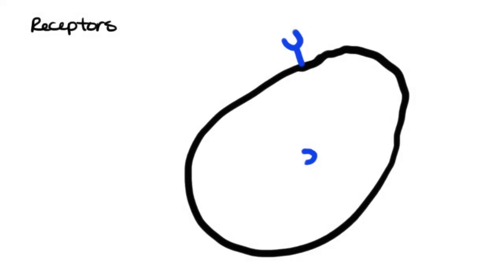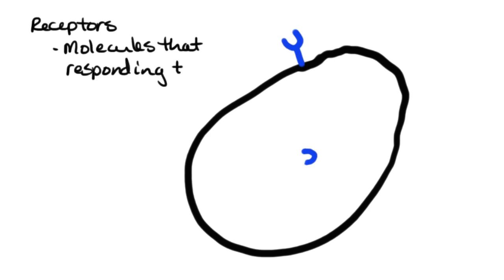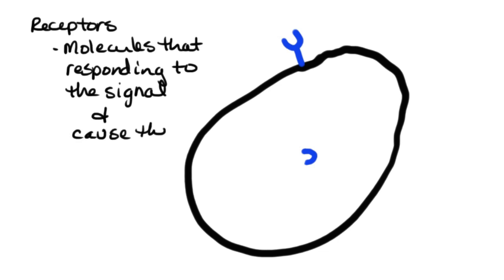When we talk about receptors with cell signaling, these are the molecules that are responsible for responding to the signal. And not only do they respond to the signal, but they're also going to cause the response. So obviously, very important molecules in this whole signaling process. Now, with our receptors, one major thing to keep in mind is that they are going to be very specific.